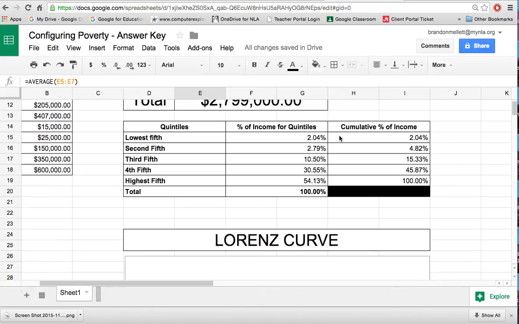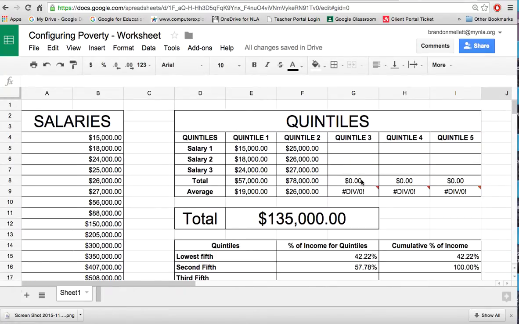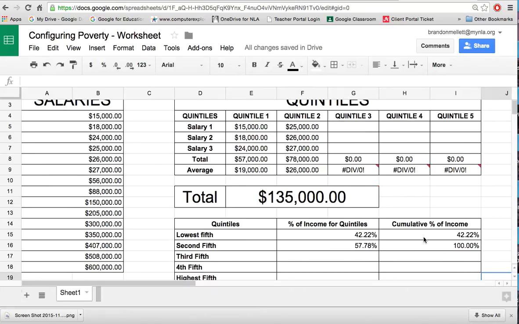Okay. Now, when I'm grading this, I'm looking for two things. I'm looking for the correct answer, obviously, but I'm also looking for the correct formulas so that I know that you understand it. So this would end up being what it needs to be on your worksheet here. The reason the percentages are different right now is because we haven't put all the quintiles in yet.